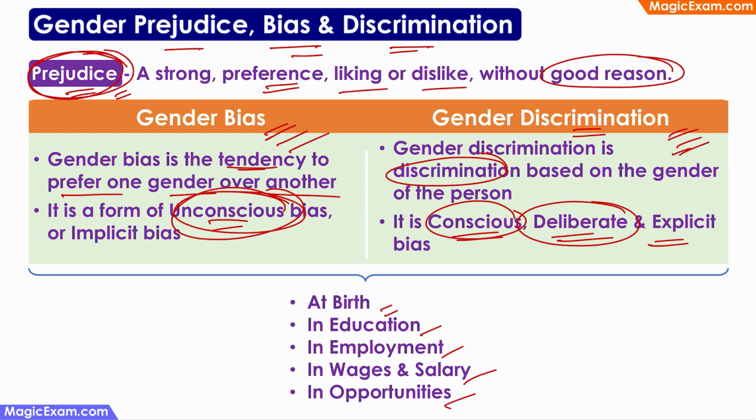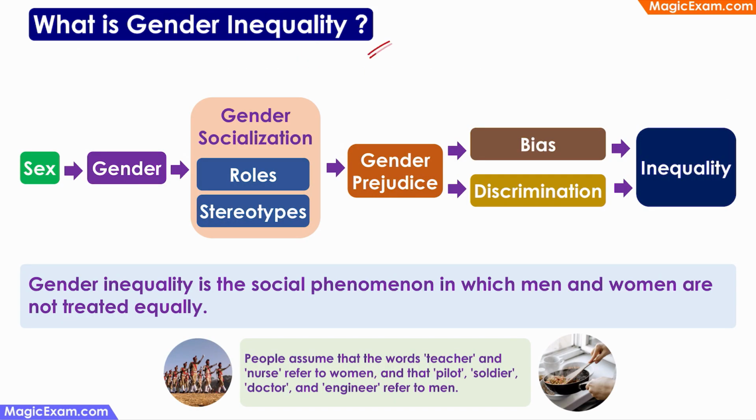And it can be in opportunities where men get more opportunities than women. So prejudice leads to bias and discrimination. So what is gender inequality?